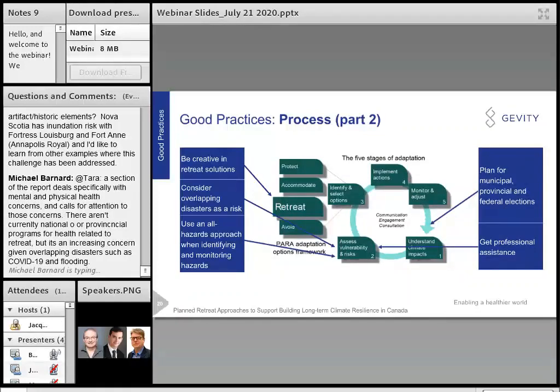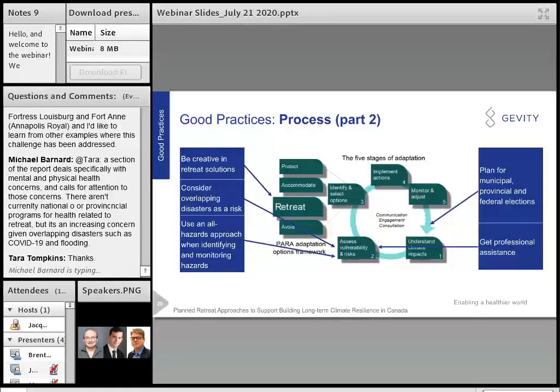The second half of our process good practices: be creative in retreat solutions. And again, there's no one-size-fits-all approach to retreat. Some of this may involve physically moving buildings. Some of this may involve demolishing buildings and facilitating people to move to new locations. And some of this may play out over decades of gradual retreat as opposed to a single type of retreat.